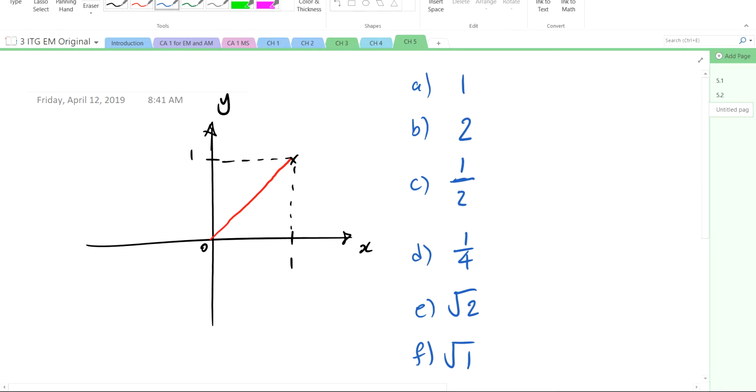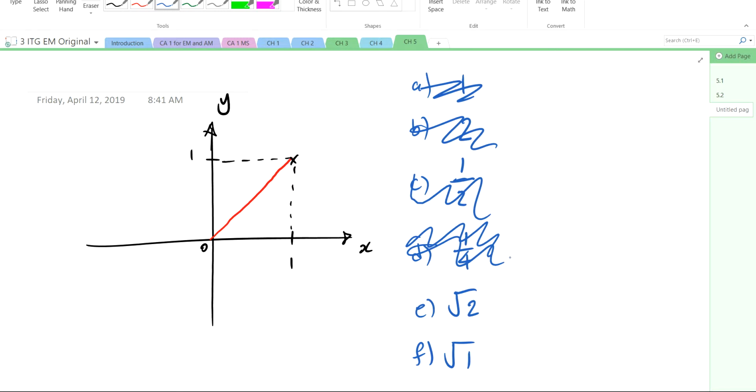Who thinks the answer is 1 unit? Okay, nobody. How about 2 units? Still nobody. Half? 1/4? Square root 2? Okay, a lot. Square root 1? Okay, a few. How do we decide on the length of this line segment?